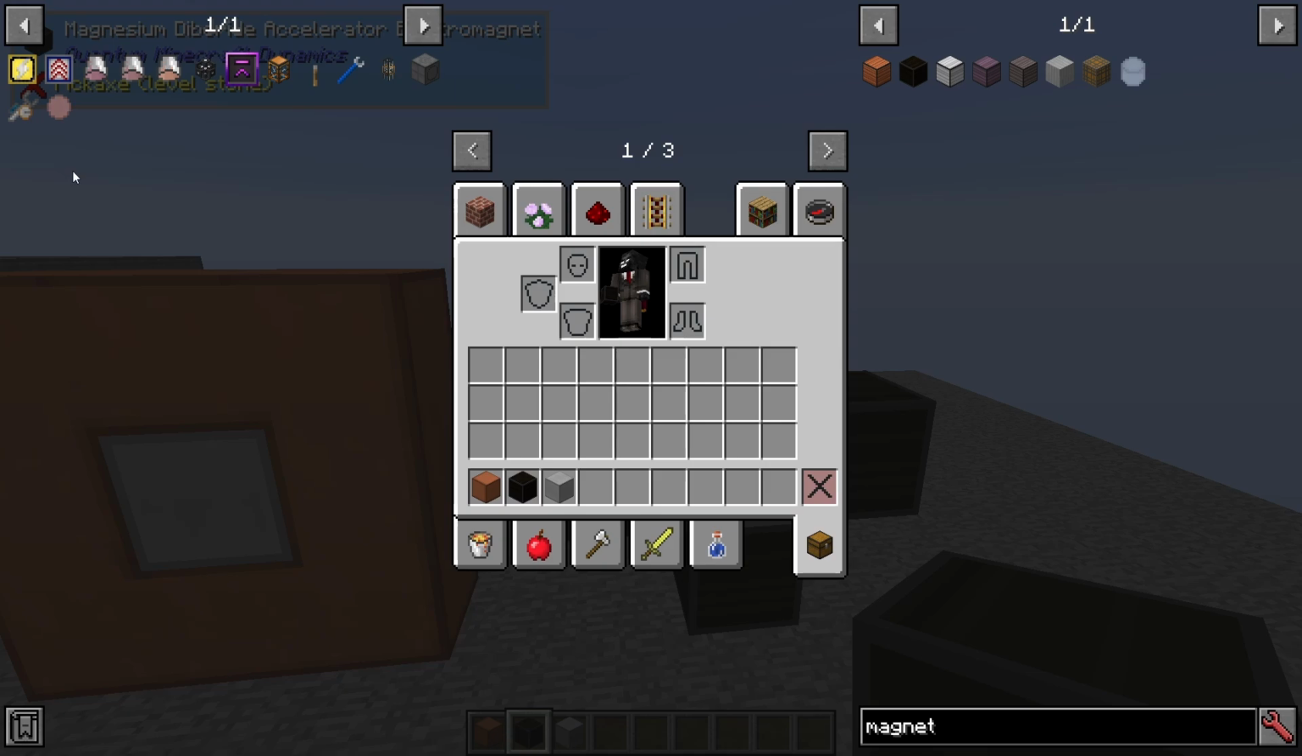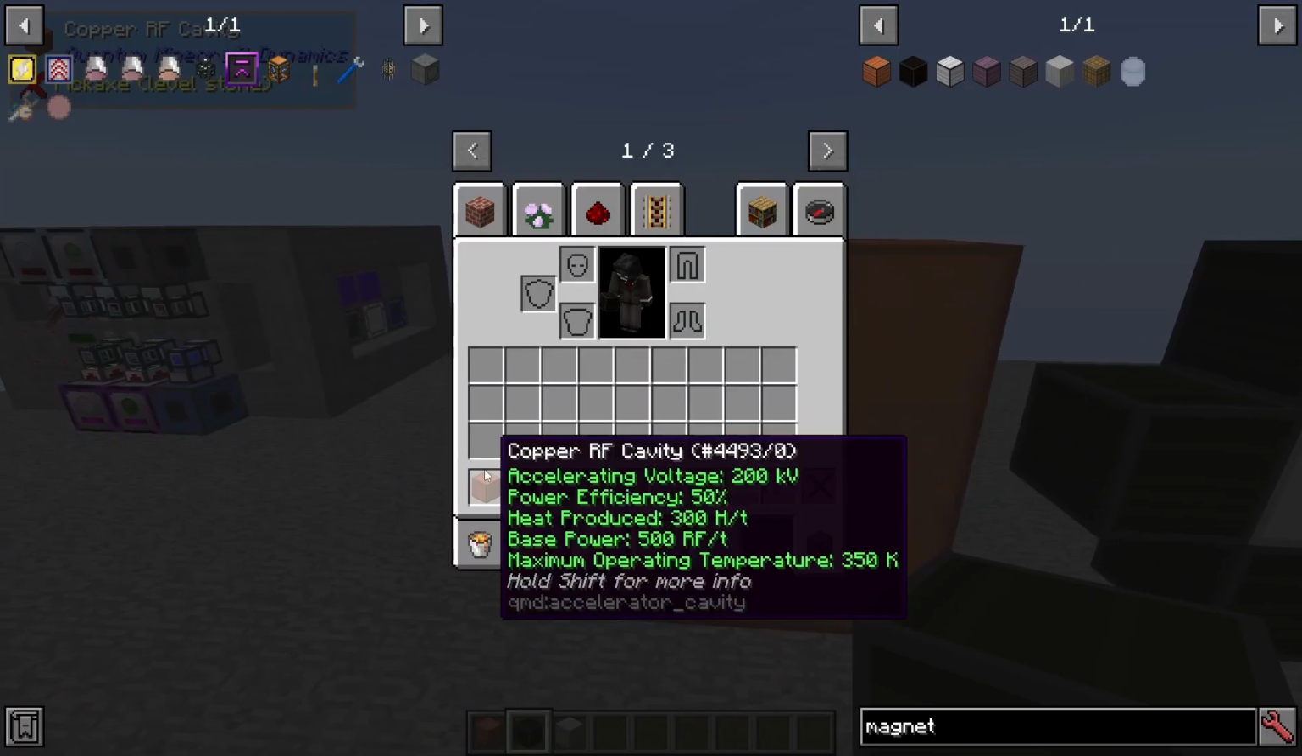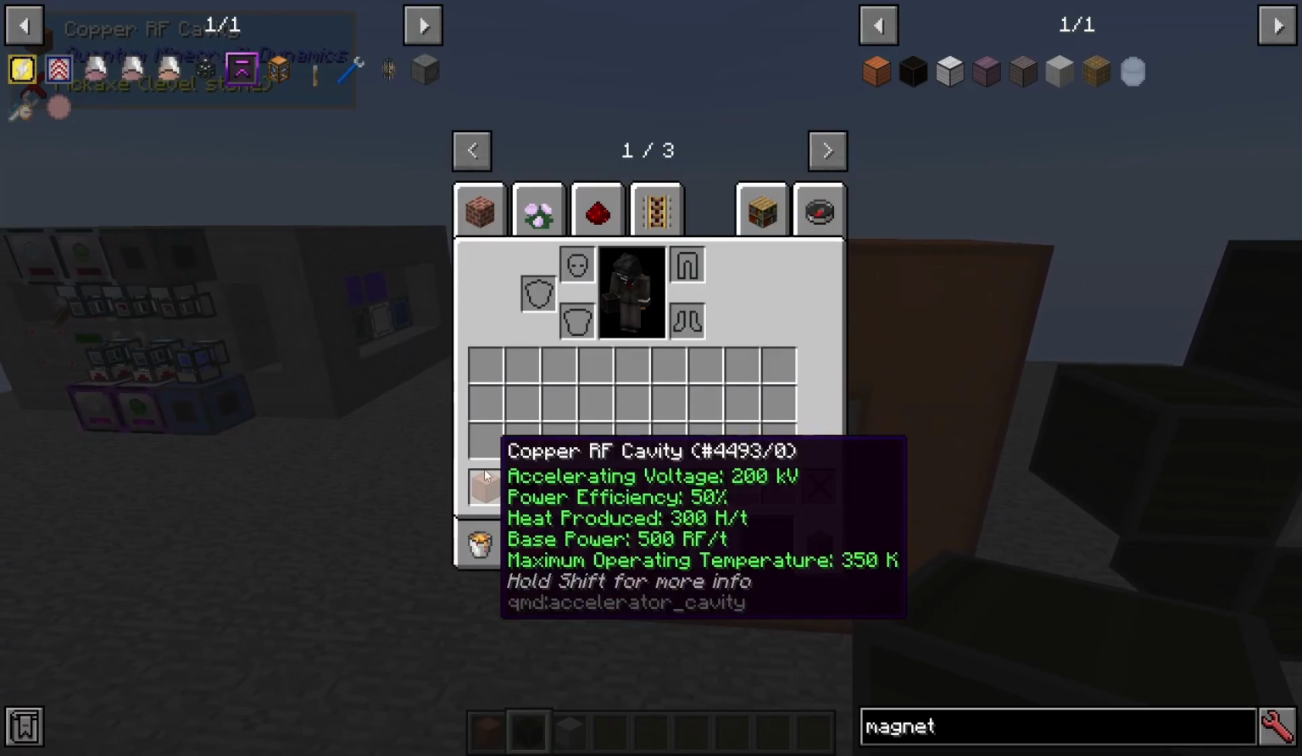So let's go back to the concept of structures using the stats of only one of their components. This copper RF cavity will contribute 200 kilovolts of voltage to the accelerator, and not 200 times 8. Similarly, the heat production will not be 2.4 thousand heat, but only 300 heat. And of course, the base power again is 500 RF per tick and not 4000. Finally, the maximum operating temperature is going to be set to 350 Kelvin.